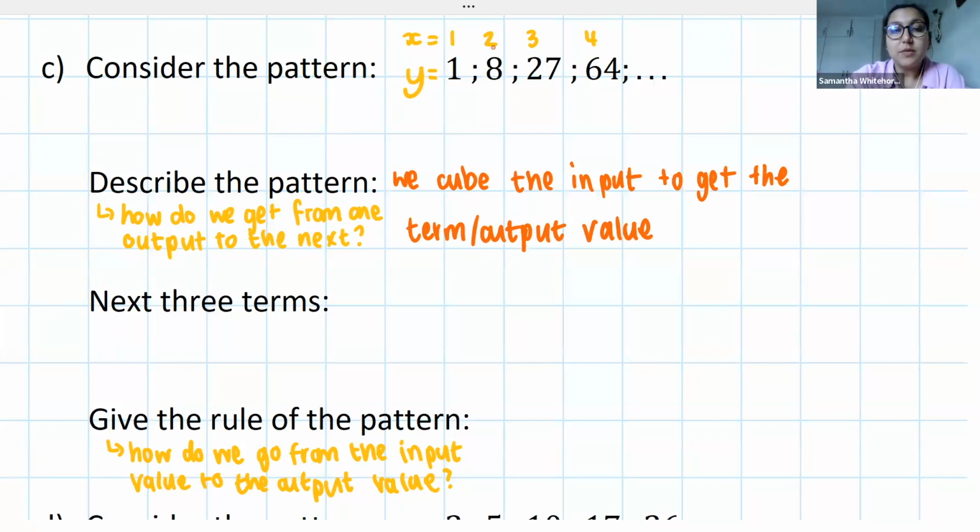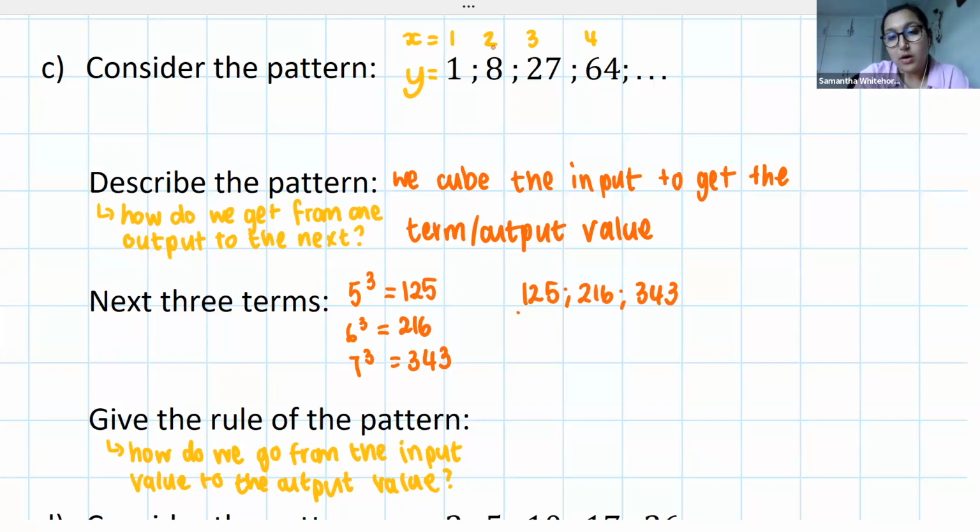So the next three terms, well, my next term would then be 5 cubed, which is 125. Then I would have 6 cubed, which is 216. And then I would have 7 cubed, which is 343. So my next three terms would be 125, 216, 343. Now, guys, you are welcome to write your answer exactly like that. You don't have to give me the first terms that I gave you. You can just give me the next three terms. There's no need for you to write down what I've already given you.